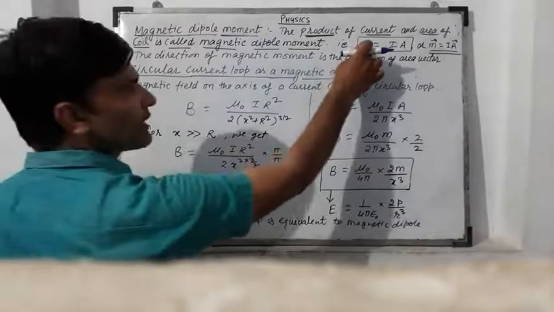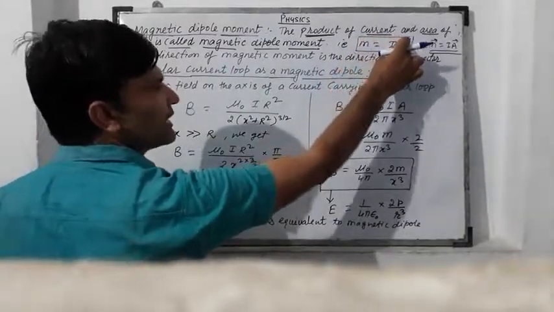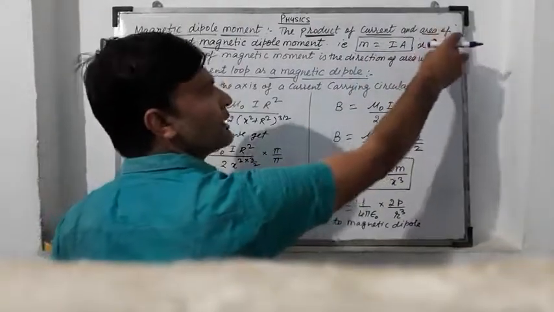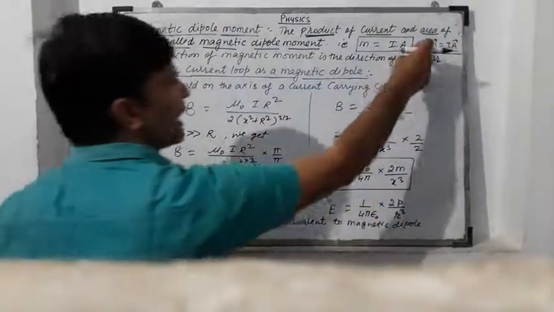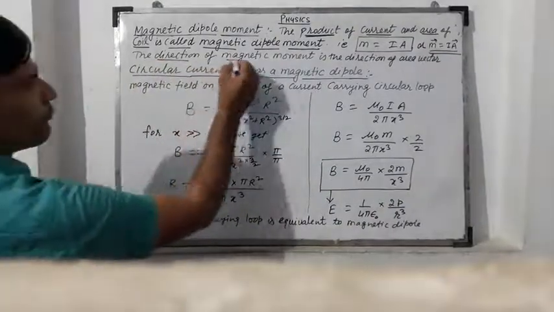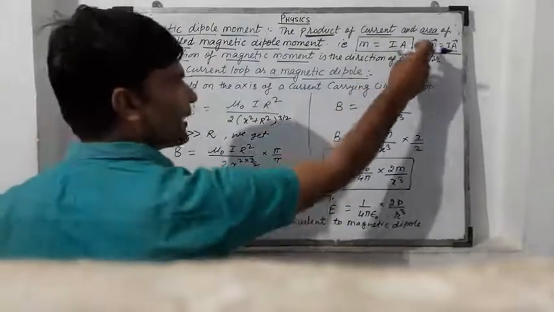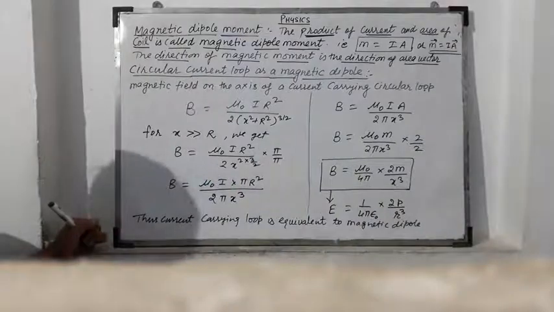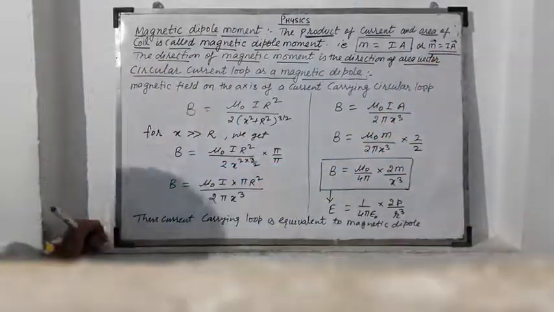It is denoted by small m. So m is equal to I into A. In vector form, m is equal to I A, where the vector is on m and A. The direction of magnetic moment, that is m, is the direction of the area vector. It means m is in the direction of A.